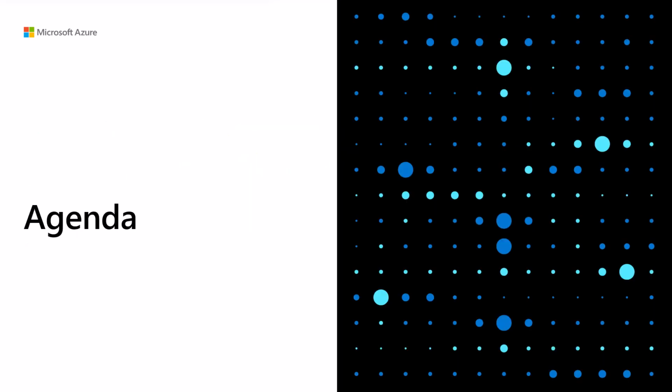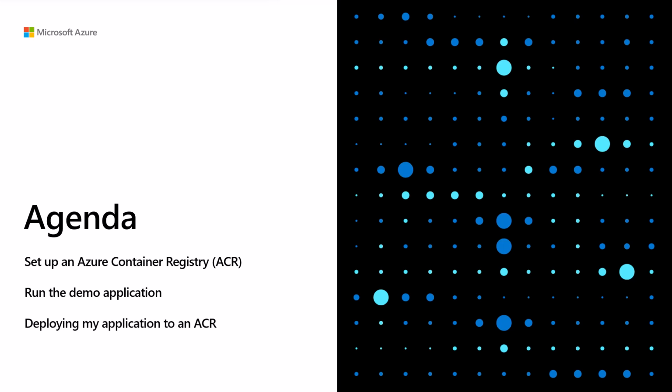Here's what you have to look forward to in this module. First, I'll create and configure an Azure Container Registry, or ACR. Then I'll come back to the desktop and run the demo application. Finally, I'll deploy the 2 images in my solution to the ACR created earlier. Let's start by creating and configuring an ACR in the Azure portal.